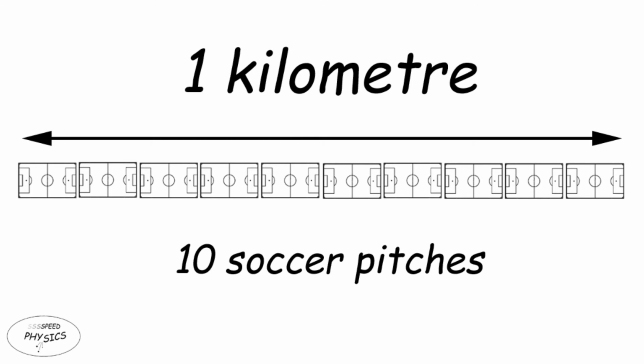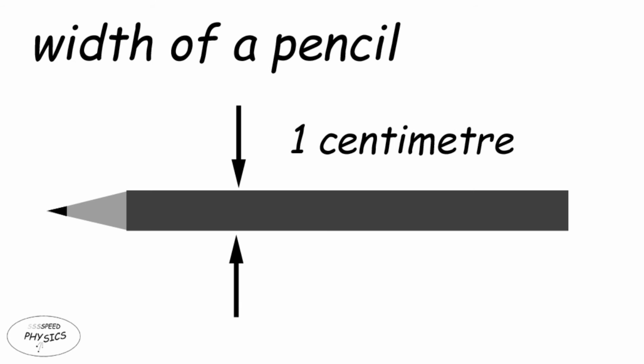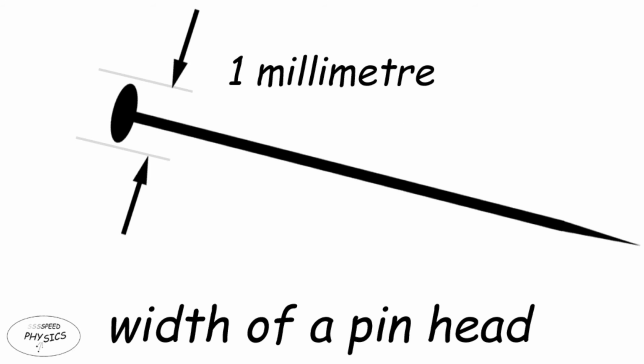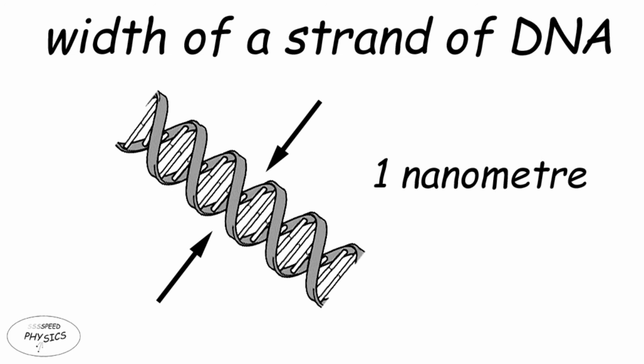Okay, so the unit of length is the metre. Let's take a look at some lengths to get some perspective on this. 1 kilometre, 10 soccer pitches. 1 metre, the length of a walking stick. 1 centimetre, the width of a pencil. 1 millimetre, the width of a pinhead. 1 micrometre, the length of a bacteria. 1 nanometre, the width of a strand of DNA.